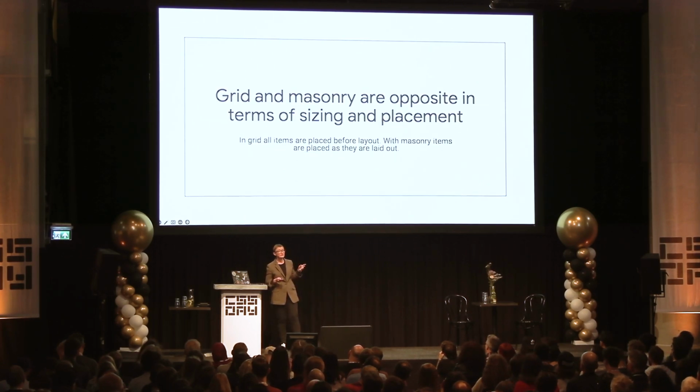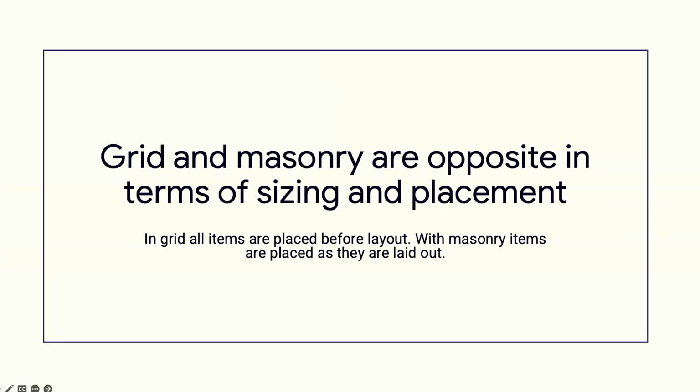The first thing is that grid and masonry are basically opposite in the way that sizing and placement works. So in grid, all the items are placed for layout. With masonry, the items are placed as they are laid out. And this can kind of cause performance problems. Now, you're not going to see those performance problems if you're building a little demo to sort of see how it goes. You're not going to see that.